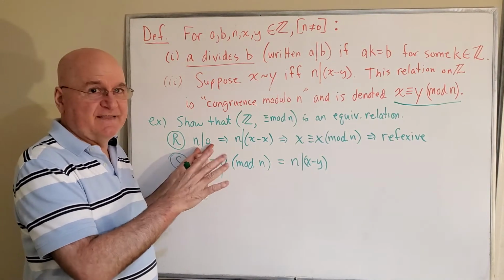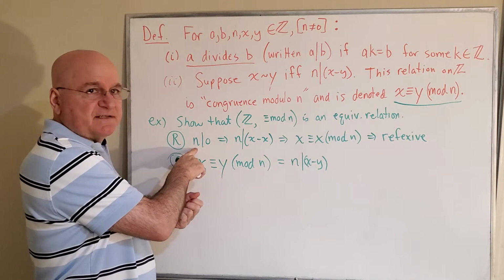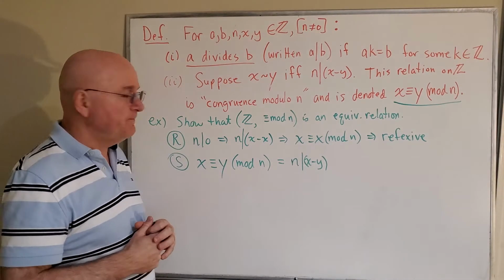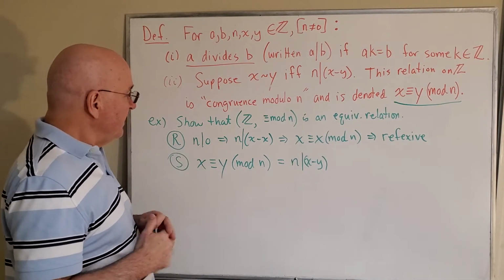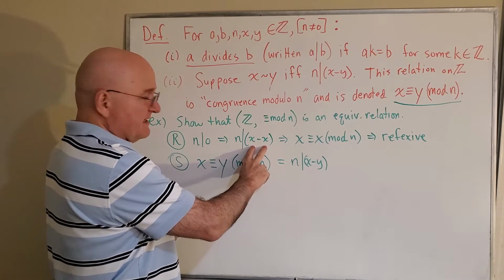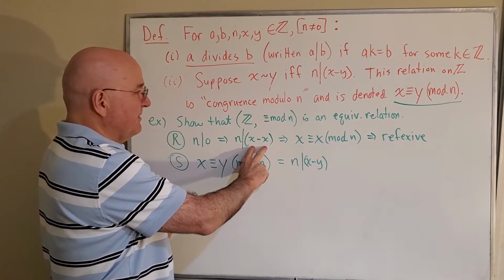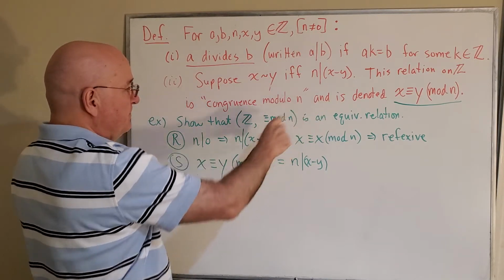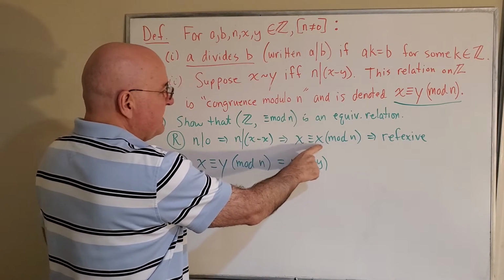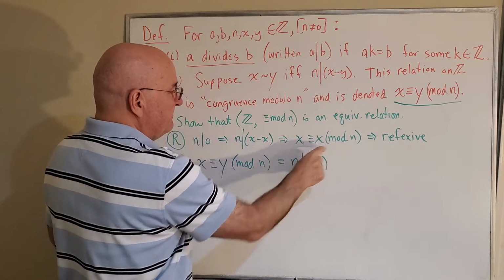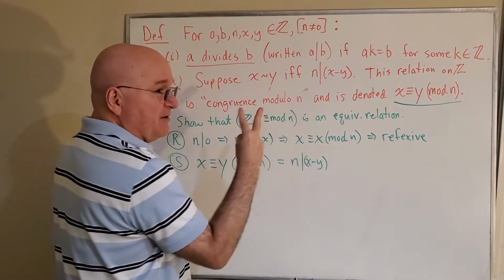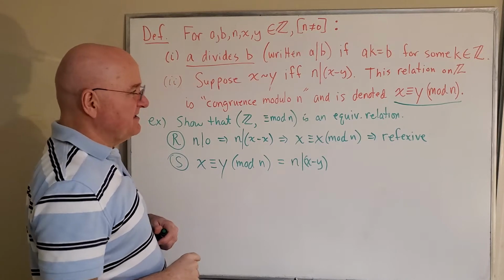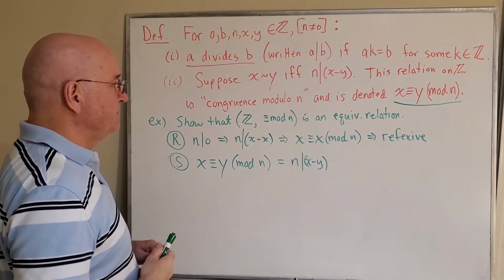0 doesn't divide anything. You'll never see 0 on the left-hand side of this divide operation. n divides 0. In other words, n divides x minus x, because x minus x is 0. That implies, by definition of modulo, x is equivalent to x modulo n. Since x and x are equivalent, that means that it is reflexive.